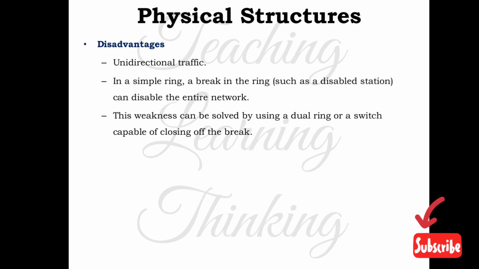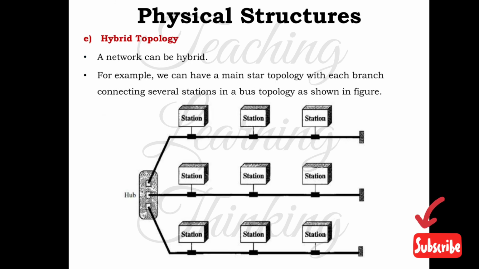And the disadvantages of ring topology: it has unidirectional traffic. In a simple ring, a break in the ring, such as a disabled station, can disable the entire network. This weakness can be solved by using a dual ring or a switch capable of closing off the break. So that's all about the ring topology.